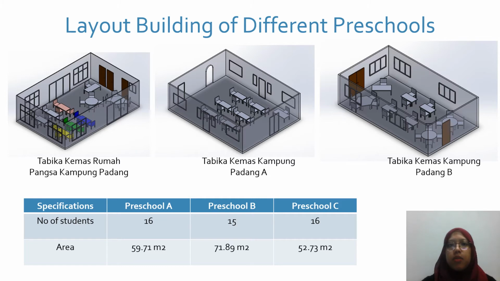The table shows the specification of the buildings. As you can see, the total number of students in Preschool A is 16 students, and it has the same value for Preschool C, which is Tabika Kemas Kampung Padang B. While for Preschool B, there are 15 students in the class. That means the total is 47 students involved in the study from 3 different preschools.